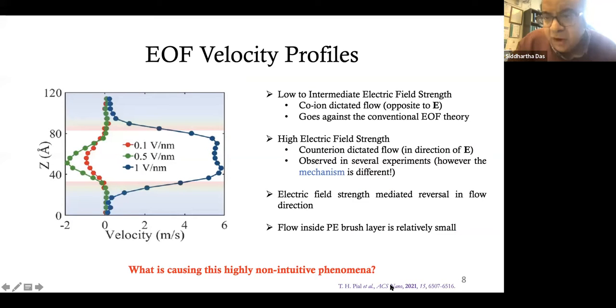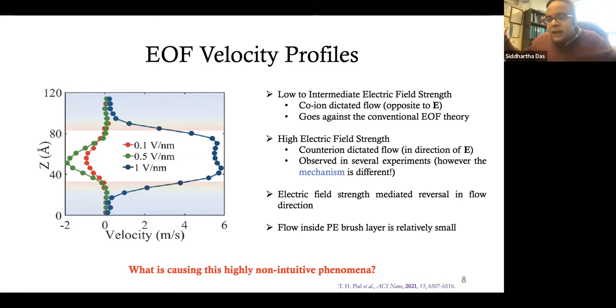Here is the main result of this work. The manuscript got published in ACS Nano this year. We find that for low to intermediate electric fields, for a nanochannel with negatively charged brushes and a positive electric field, you get an electroosmotic transport from right to left, that is, in the direction of the motion of the co-ions. So for the first time, we obtain what is known as co-ion dominated electroosmotic transport.